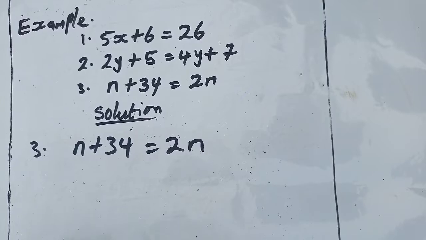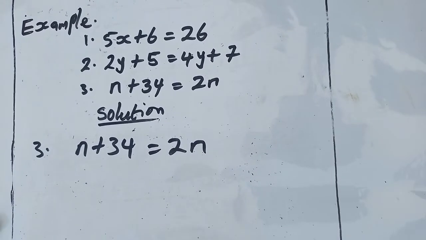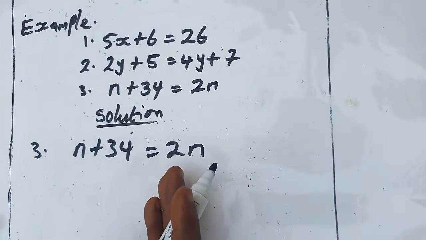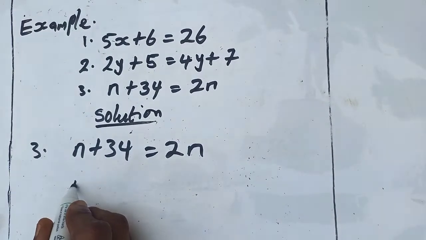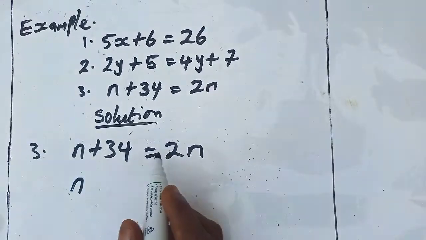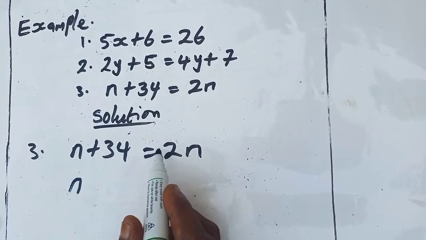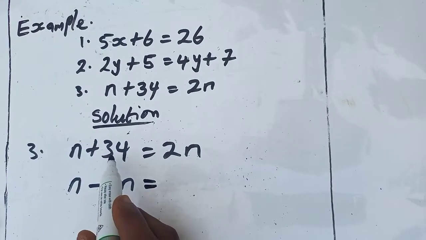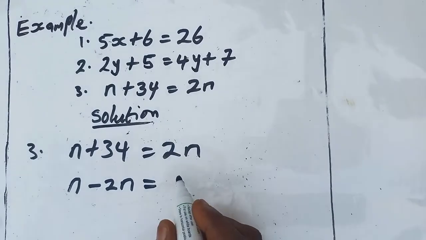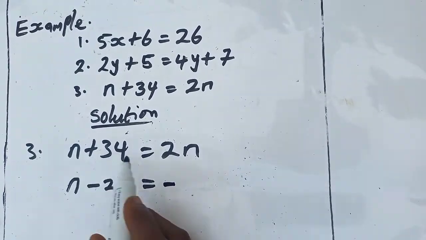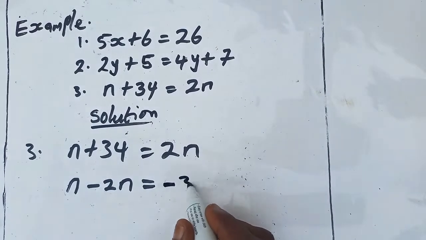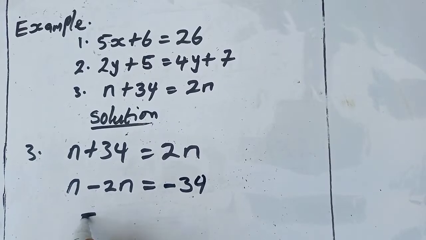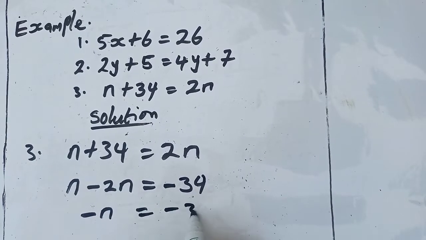All right, example 3 says n plus 34 equals 2n. So here, all we do is collect our like terms, bringing our unknown to the left hand side. That's n. Then 2n has to come to this side. The positive sign has to change to negative, which is minus 2n, equals. Then this known has to come to this other side, which becomes minus, because the positive is crossing this sign, it has to change to minus. That's minus 34. So we have n minus 2n. n minus 2n will give us minus n equals minus 34.